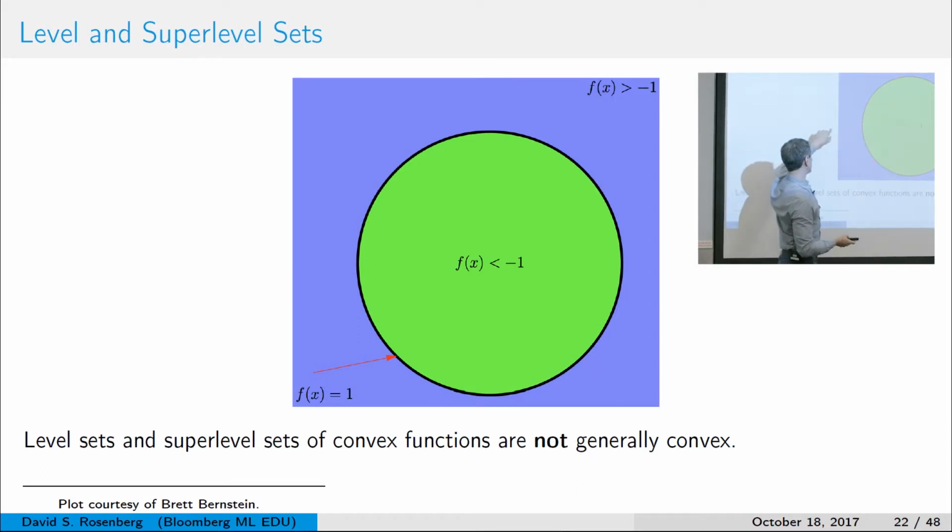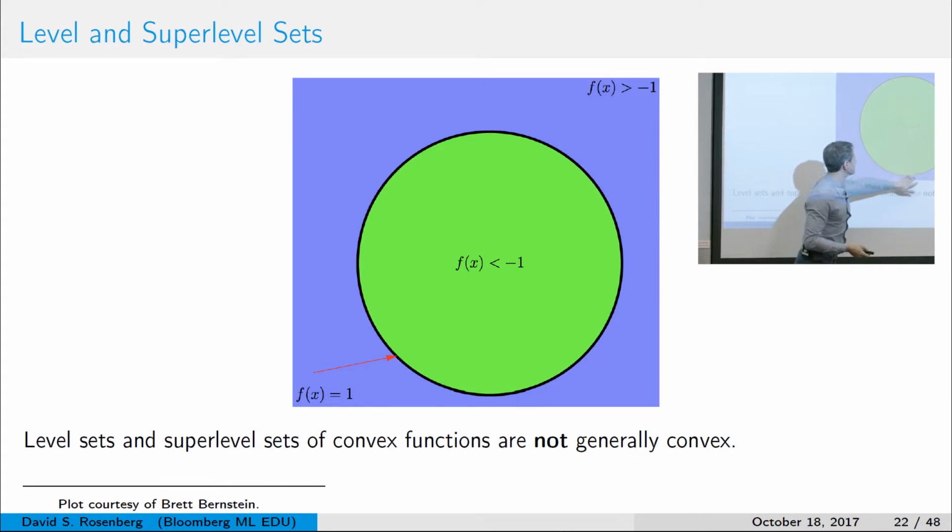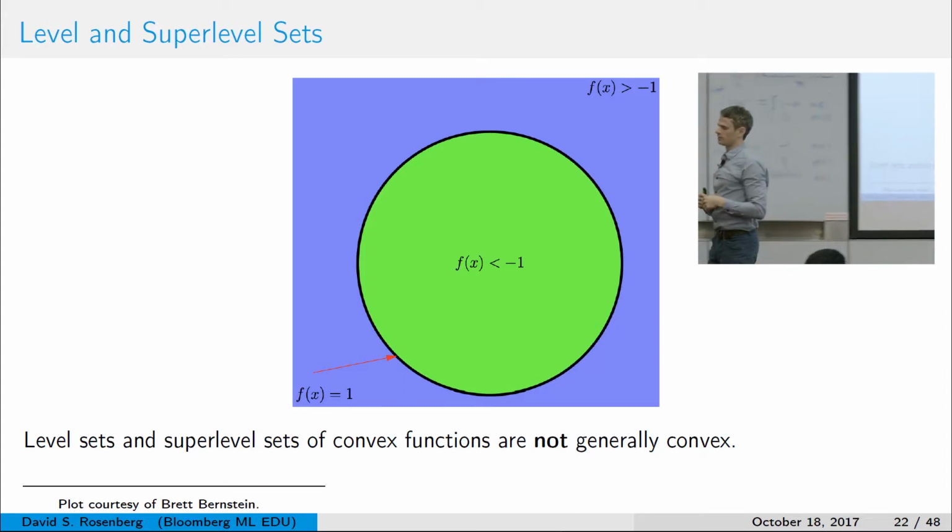What about the superlevel set? That's everything where f of x is greater than 1. No, the purple piece, not convex. You connect two purple pieces, you're going to leave the purple set.